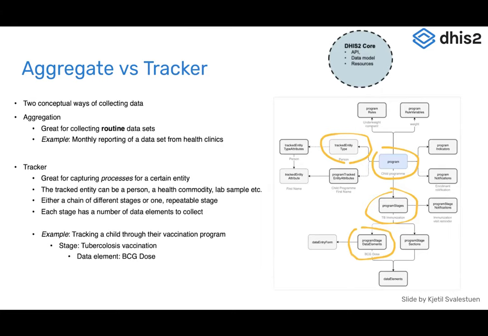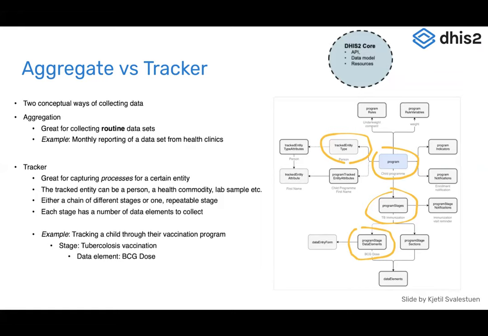Jose will talk a little bit more about some of the tracker specific things that we work with here, I think. But I wanted to also point out the difference between tracker and aggregate. So we have aggregate, which, as I mentioned, might be the number of doses given in a particular month or a particular quarter at a particular place. Or it might be the number of deaths from malaria or something like that. That is more about routine data sets, and it doesn't have any identifying information about who those deaths were or who those vaccines were given to. It's only collecting a number or an aggregate value.